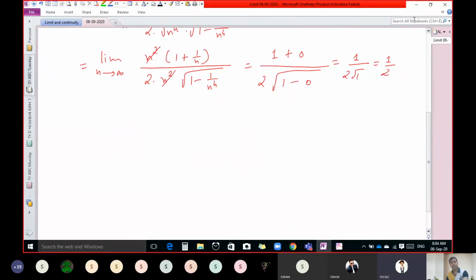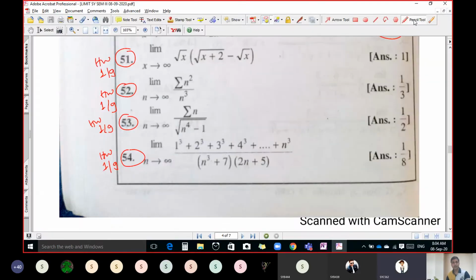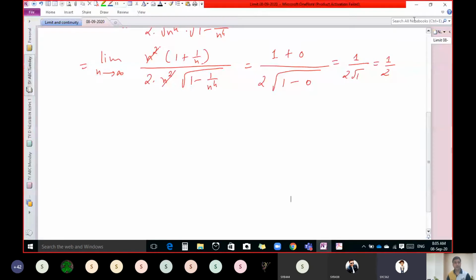Sir, example number 51. Okay. Let us do 51. The limit x tends to infinity, root x into root x plus 2 minus root x.